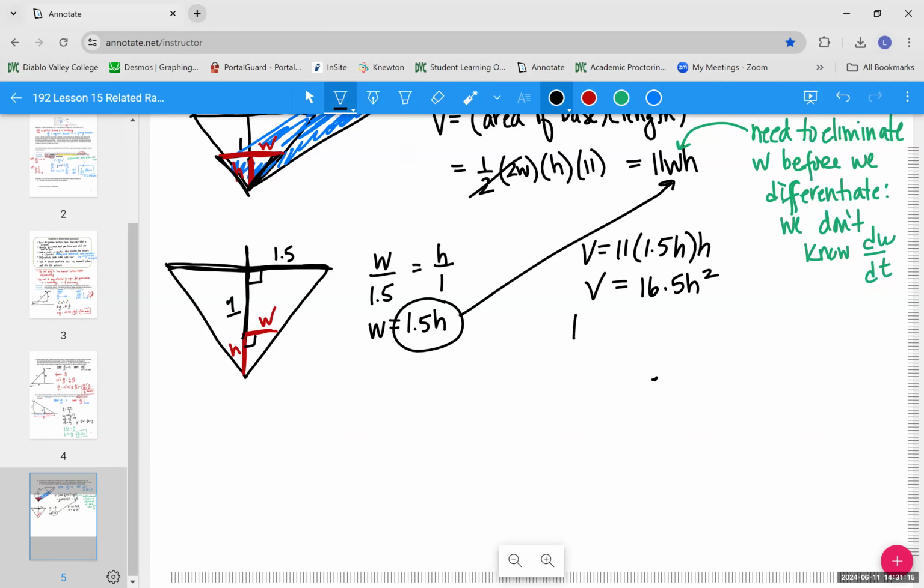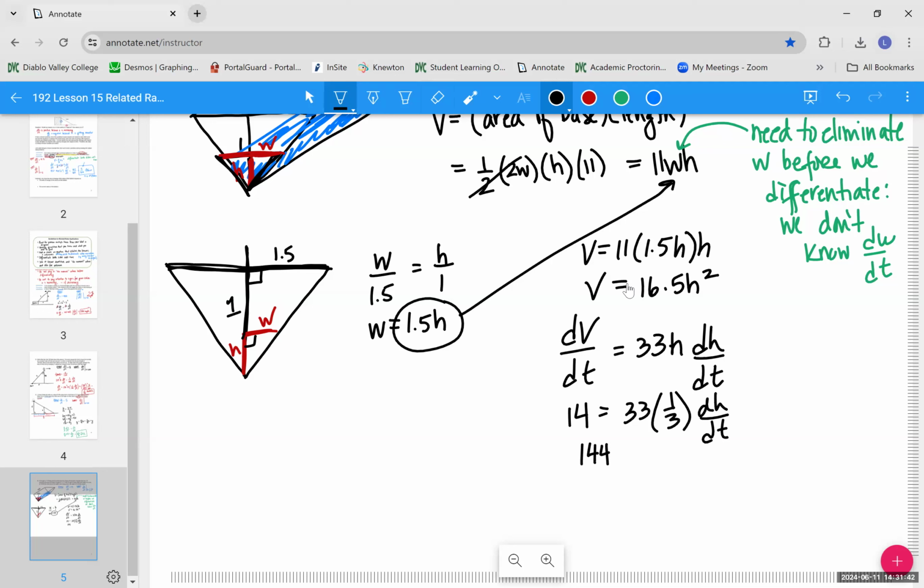So we're ready to differentiate with respect to t. What's 16.5 times 2? 33, I think. I hope. I will plug in and solve. So 14 over 11. And that will be what, feet per minute? That is my change in the height of the water.